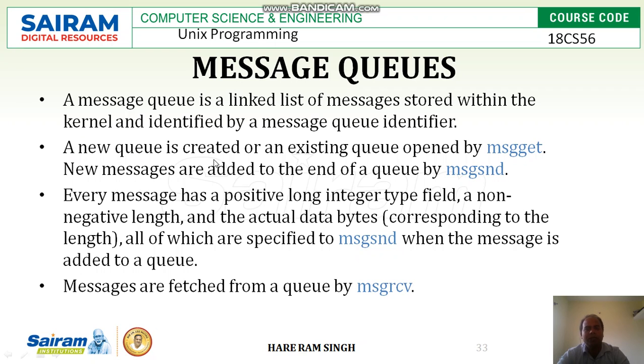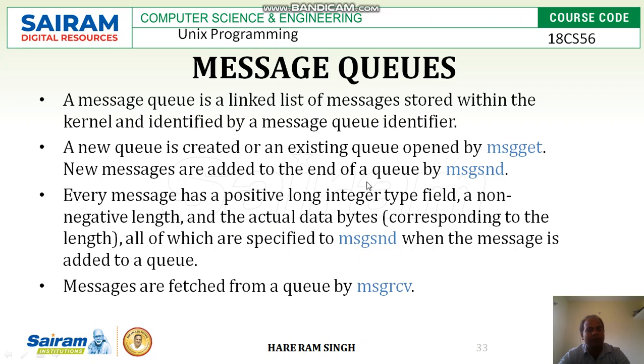A new queue is created or an existing queue opened by msgget. So using the msgget function, we can either create a new message queue or we can open an existing queue. New messages are added to the end of the queue by msgsnd. Using msgsnd, we can add new messages into the message queue, and every message has a positive long integer type field, a non-negative length, and actual data bytes.